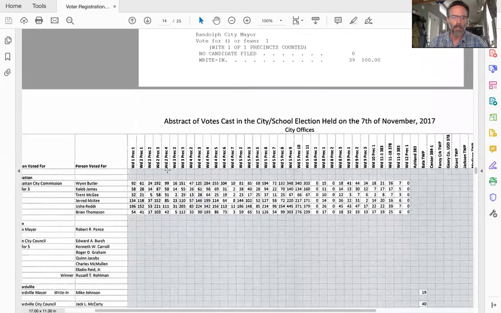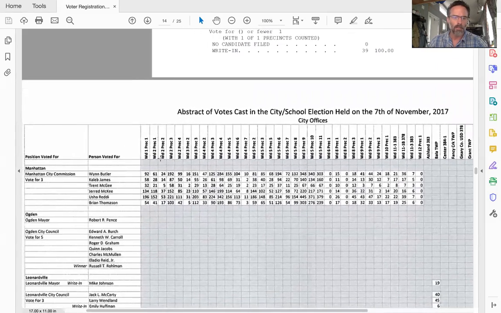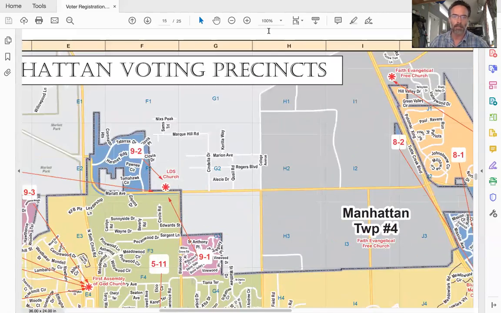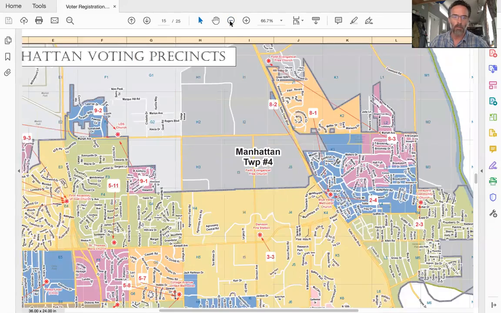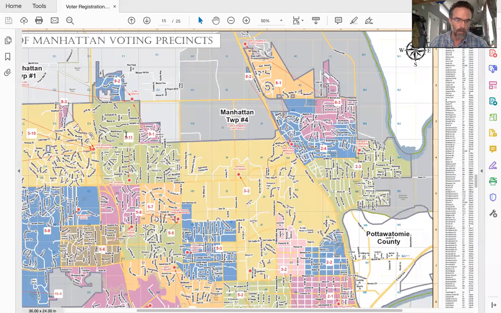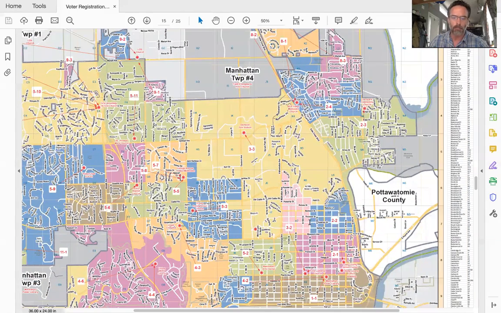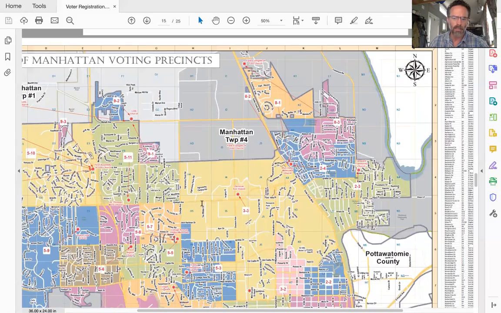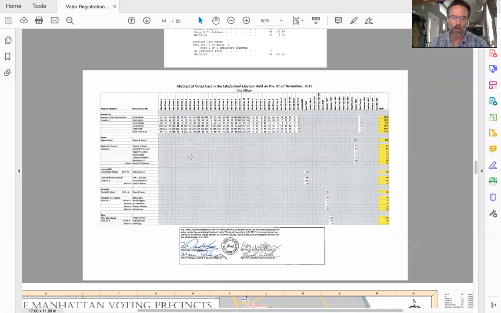And also on this page is a list of voters by precinct. This page goes in tandem with the next page, which I'll get to in a second, which is a map of the city of Manhattan and all of the precincts. You can see these little white boxes, 511, 33, 32, 22. These are all precincts, and they're all over the city. And each precinct, I believe, has its own voting location.